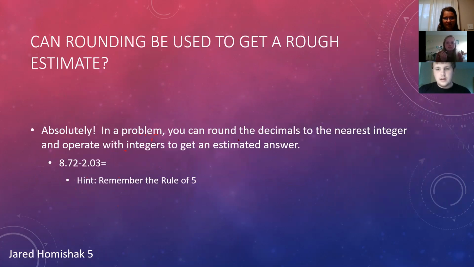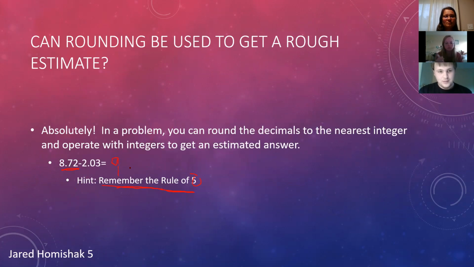So let's look at our number here. We have 8.72 minus 2.03. Well, let's start yet again. First of all, let's round this up. 8.72, the one digit to the right of 8 is 7. 7 tenths, you need to round that up because remember the rule of 5. If it is 5 or higher, you're rounding up, so we will be rounding up to get 9.